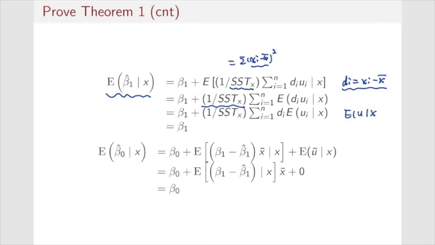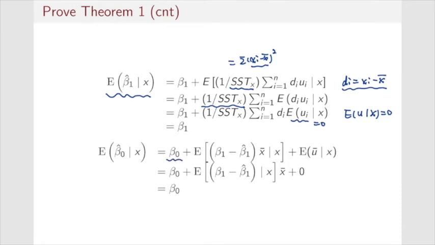So notice the assumption that E(u conditional on x) is equal to 0. So it means for any ui, this term is also equal to 0. So we only have beta 1 left. It means the expectation of beta 1 hat conditional on x is equal to the true parameter beta 1.